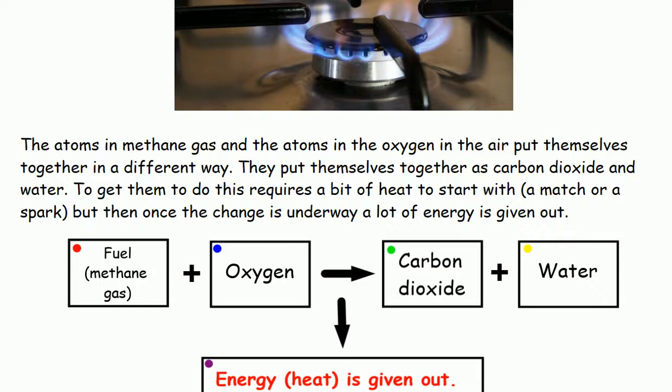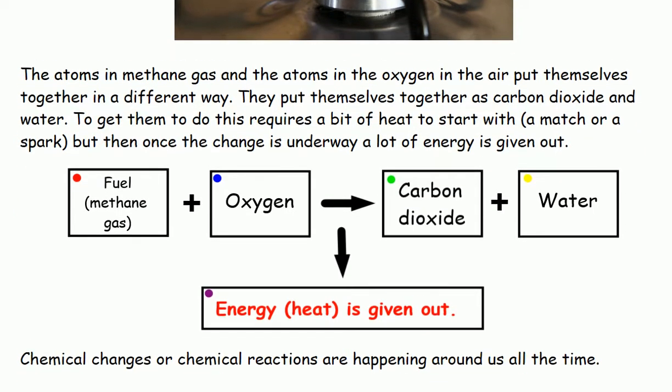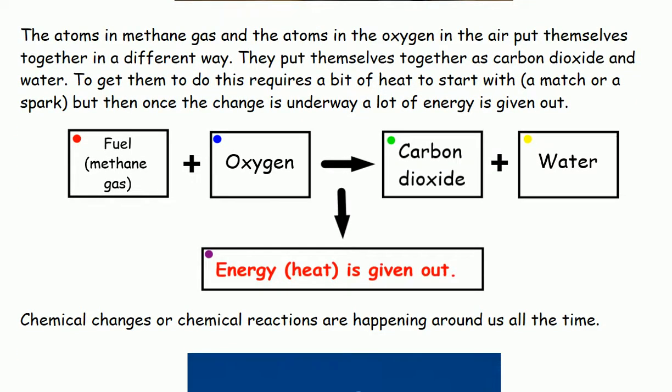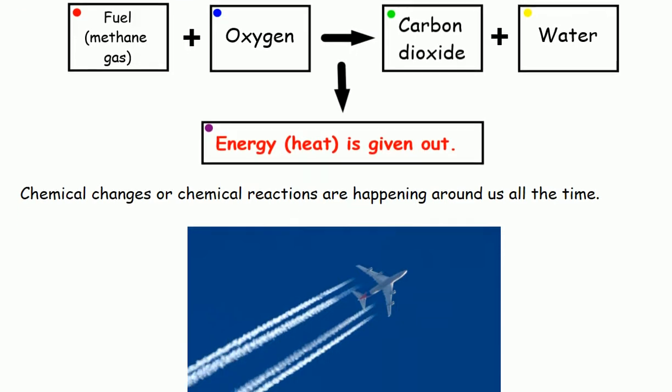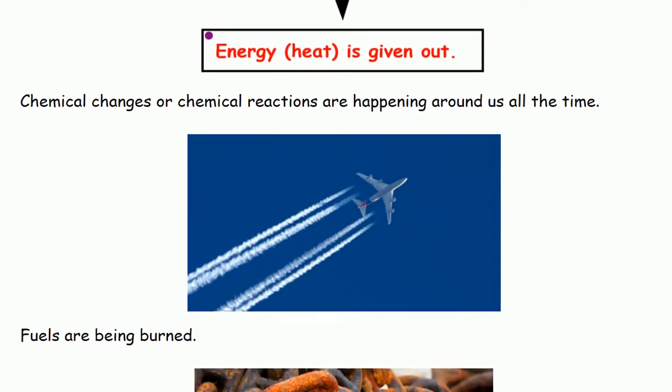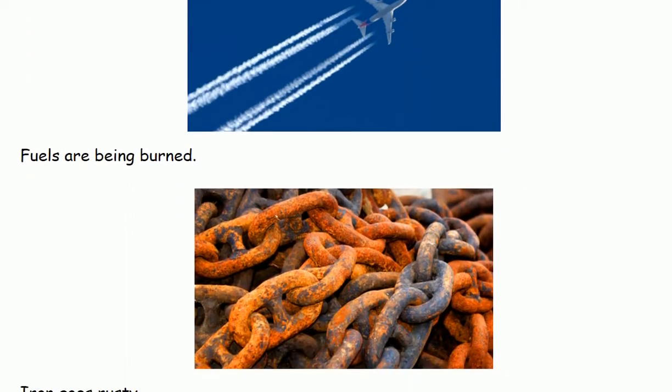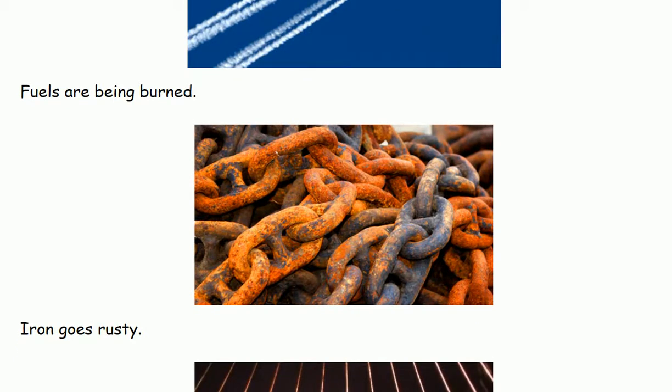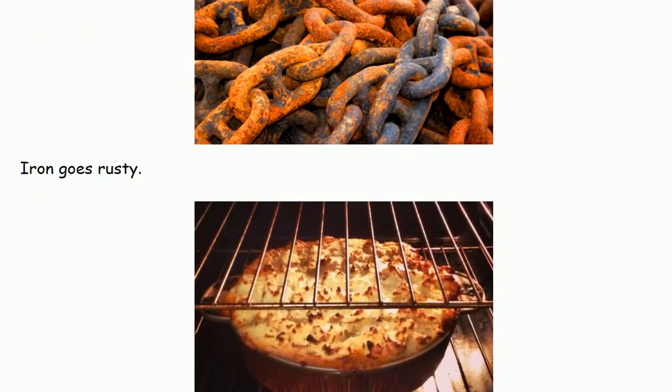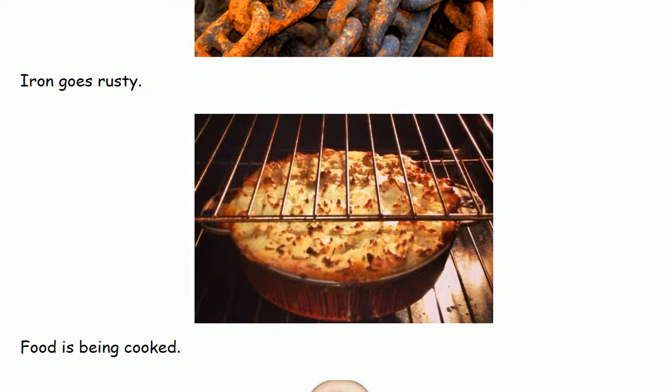To get them to do this requires a bit of heat to start with, a match or a spark, but then, once the change is underway, a lot of energy is given out. Chemical changes or chemical reactions are happening around us all the time. Fuels are being burned, iron goes rusty, food is being cooked.